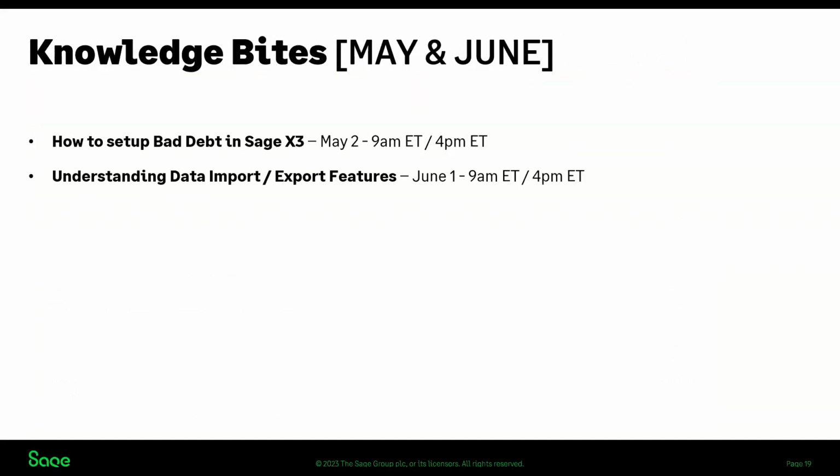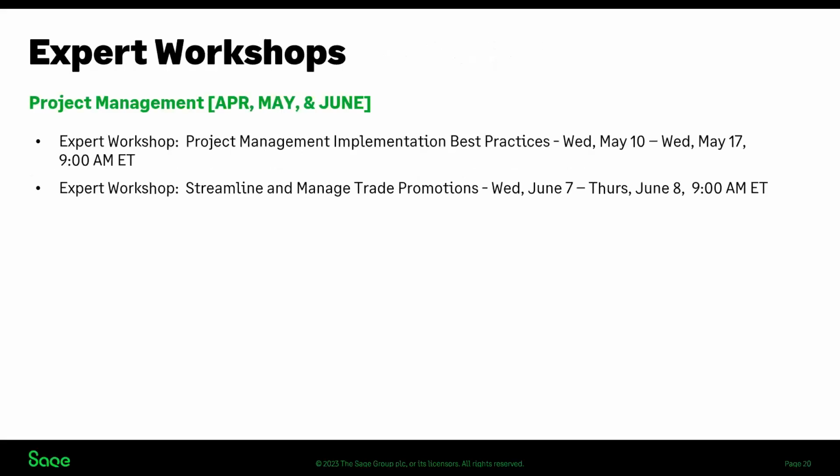So for knowledge bites and all the Sage U courses have gone out through June. So it gives you some time to review your calendars and allow you time to get set up and registered for these courses. We'll continue to do that on a rolling monthly basis. Have a couple of knowledge bites coming up, one in May, one in June. We have expert workshops in project management, which is great learning, the implementation best practices, and the streamlining of and managing trade promotions. Both of those are pretty good classes that are coming up in the next 2 months. Go ahead.